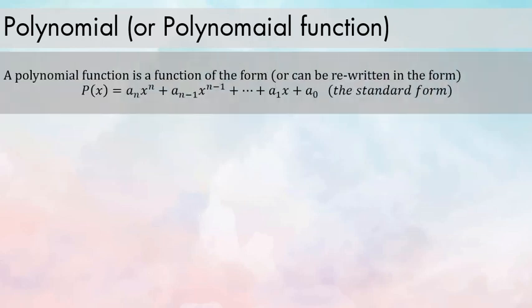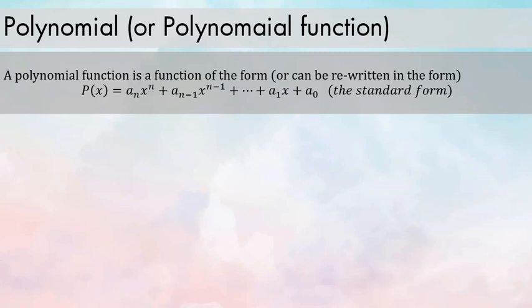Here I will give you the definition of polynomials or polynomial functions. A polynomial function is a function of the form, or it can be rewritten in the form. It means that there are some expressions which are not in the form, but you can rewrite them into the form, so it is still a polynomial. The form of a polynomial function is given as on the screen.